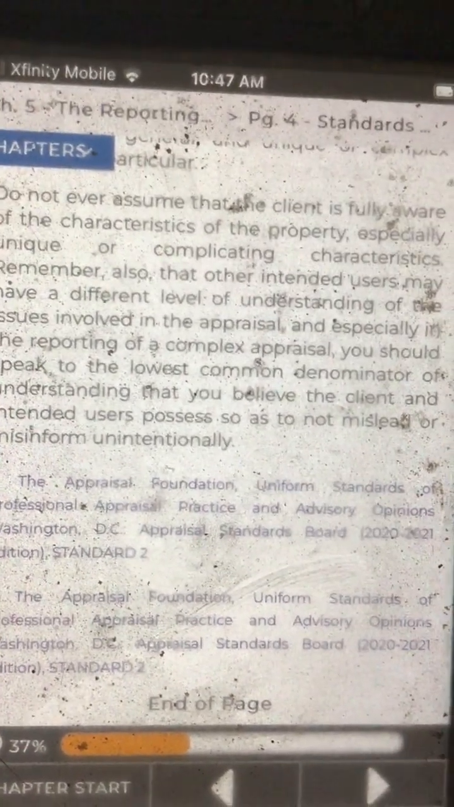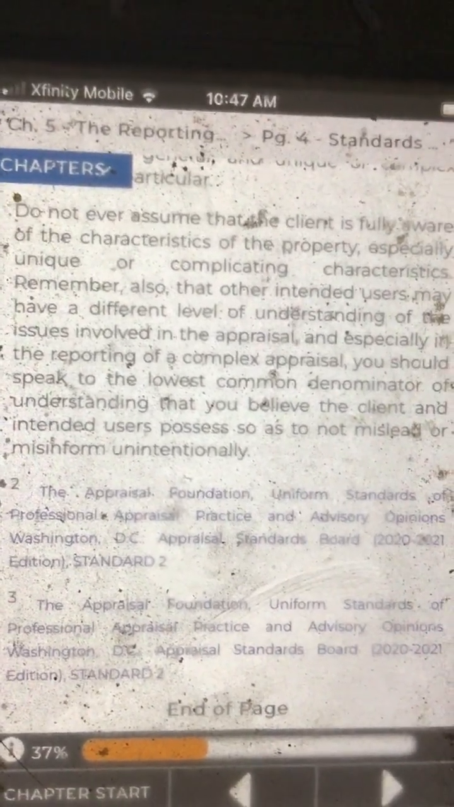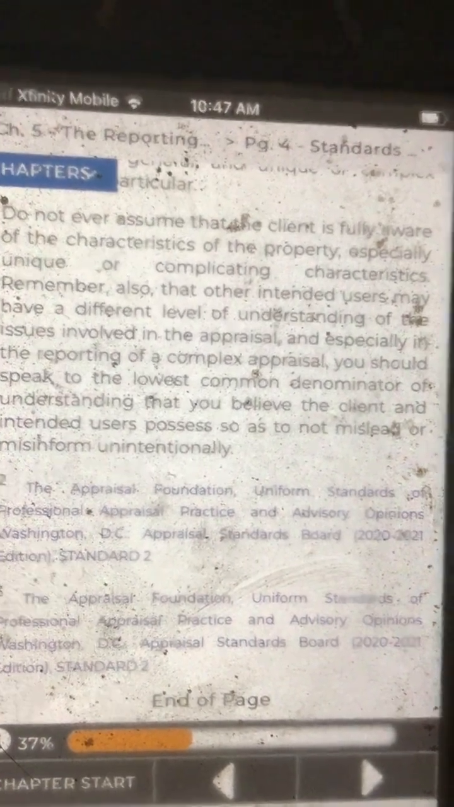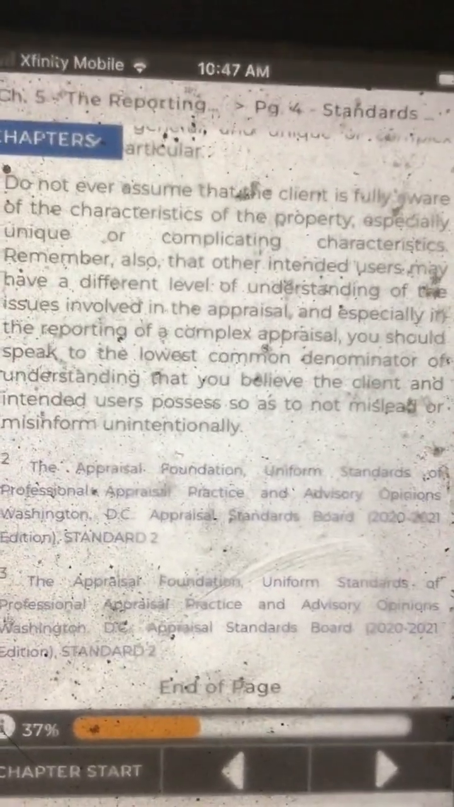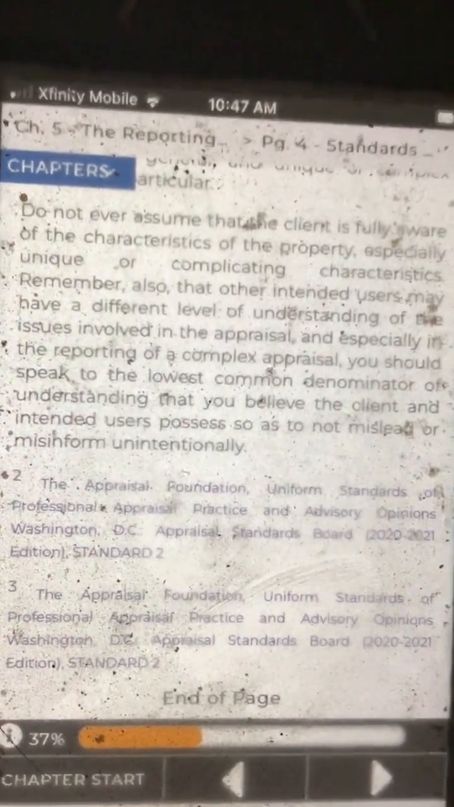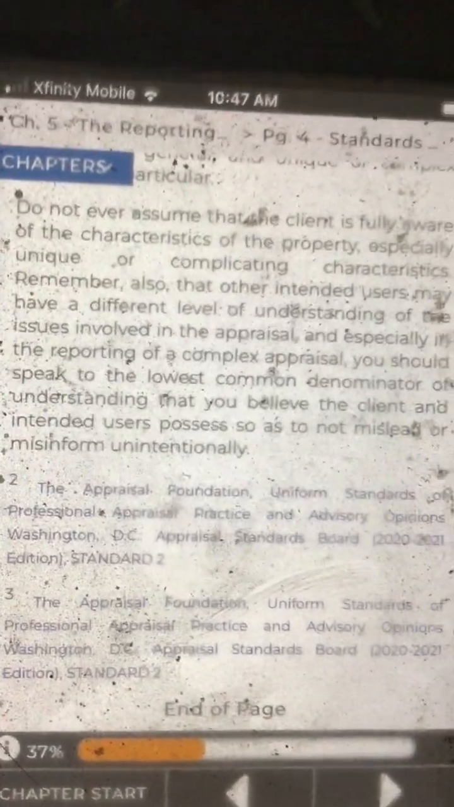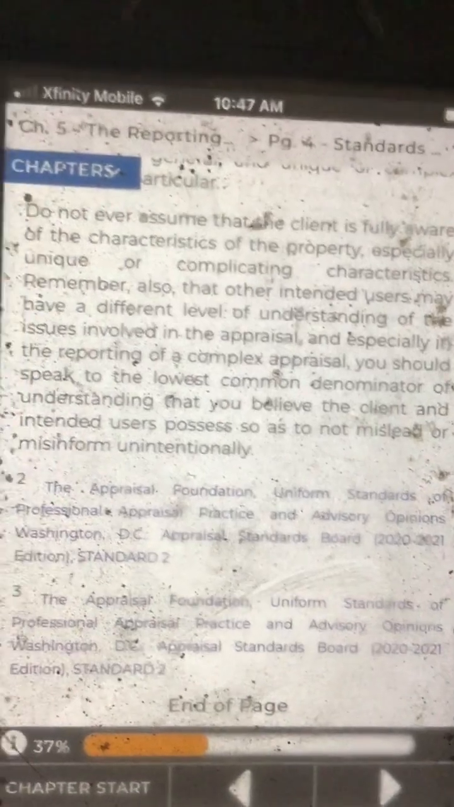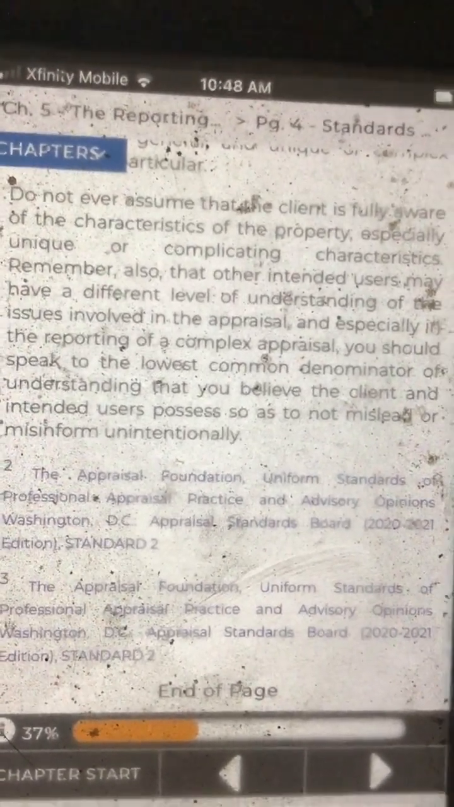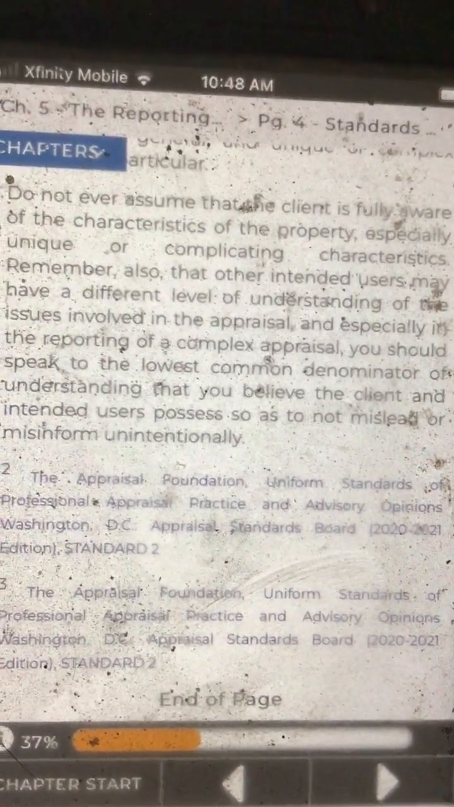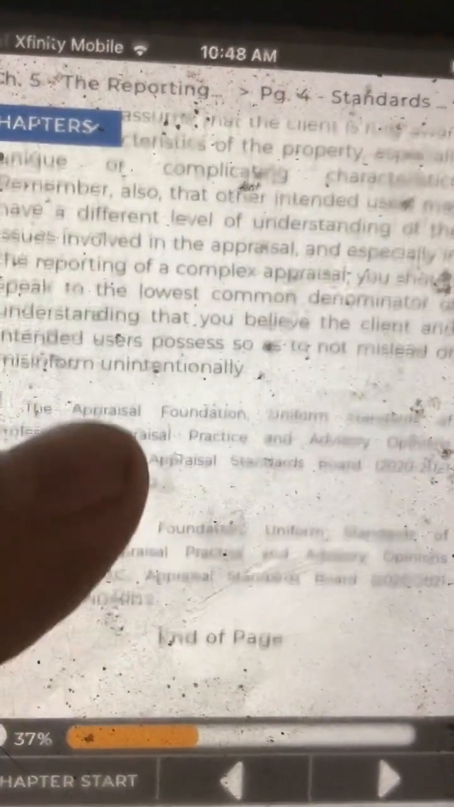Remember also that other intended users may have a different level of understanding of the issues involved in the appraisal, and especially in the reporting of a complex appraisal. You should speak to the lowest common denominator of understanding that you believe the client and intended users possess so as not to mislead or misinform unintentionally.